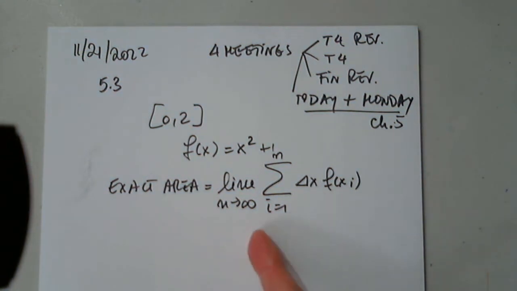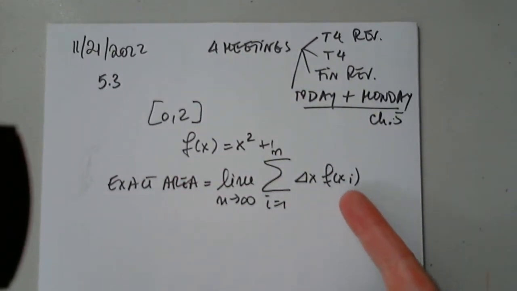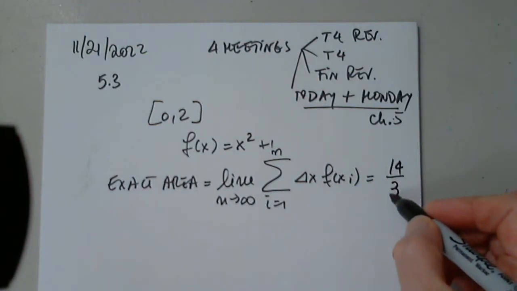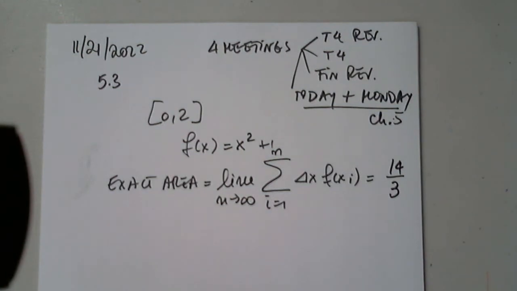Delta x is a constant. It does not depend on i, but this xi moves from spot to spot. So f of xi, f depends on x, which depends on i. So we got that this was 14/3. So we determined that step by step.